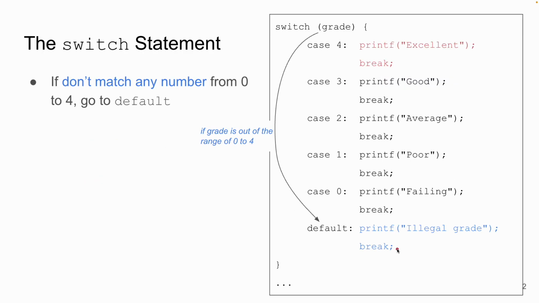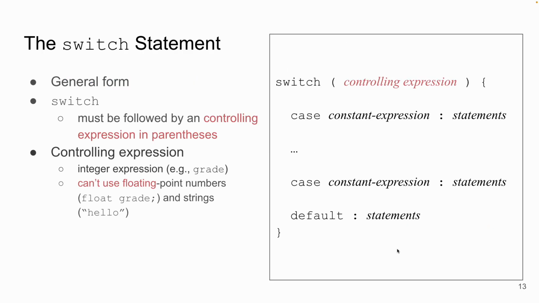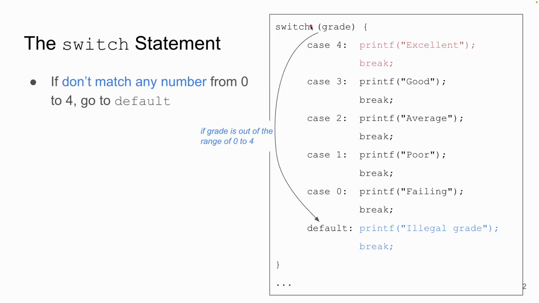So after checking this example, let's check out the general form of the switch statement. For the switch statement, you need to write down the name switch, right? SWITCH. And then we need to put parentheses after switch. Inside the parentheses, we need to put something we call the controlling expression. So what is the purpose of the controlling expression? In this case, the controlling expression is grade here.